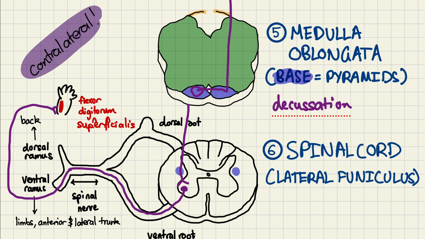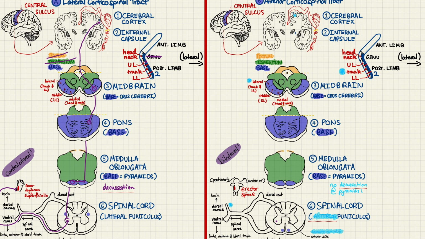So that is the course of the lateral tract. Make sure you remember pyramidal decussation because that is the point at which the contralateral innervation arises. Okay, now let's have a look at my anterior corticospinal tract.